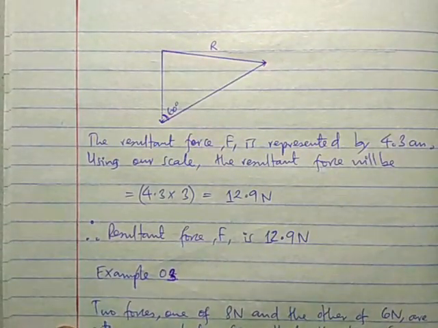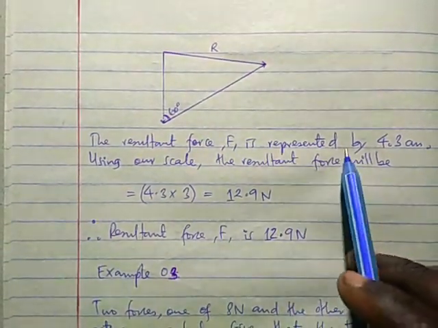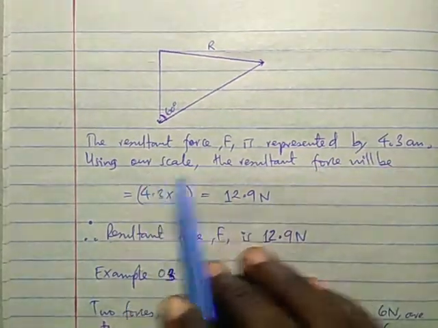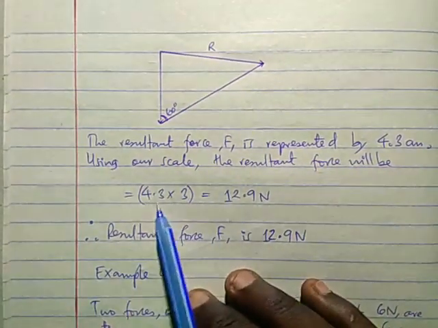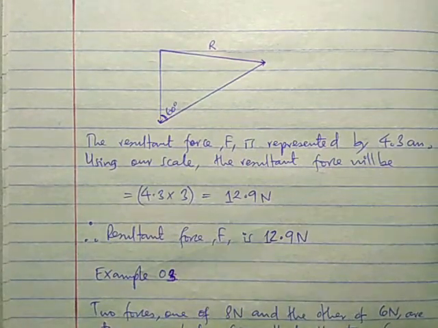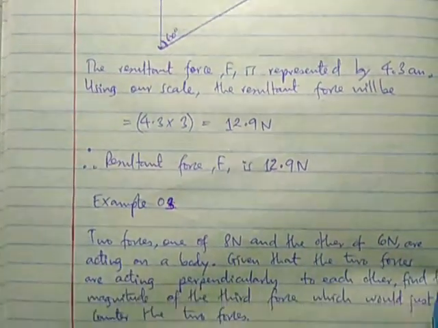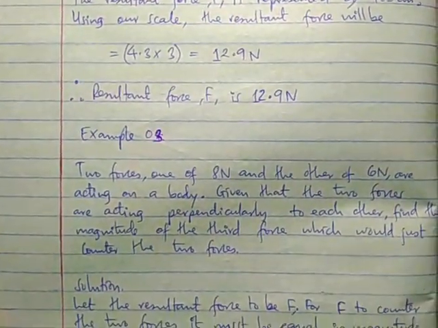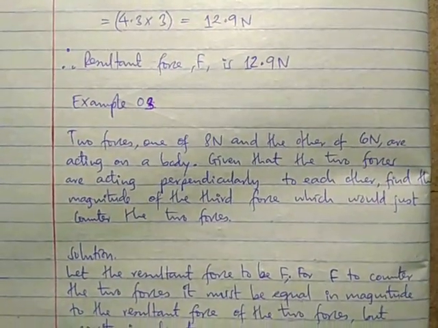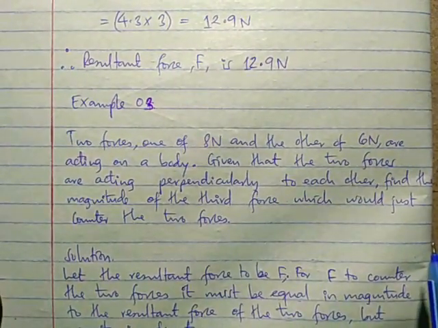Tutasema tu the resultant force F is represented by 4.3 cm. Using our scale, the resultant force will be 4.3 times 3, which is hiyo hapo. Kwa hiyo, hiyo ni example 1 ya triangular law. Tuende kwenye example 2 ya triangular law.